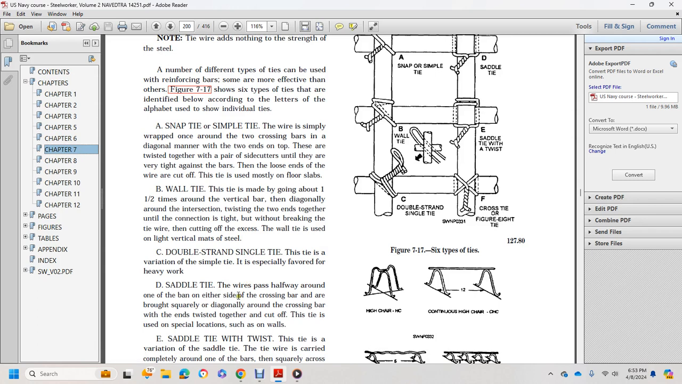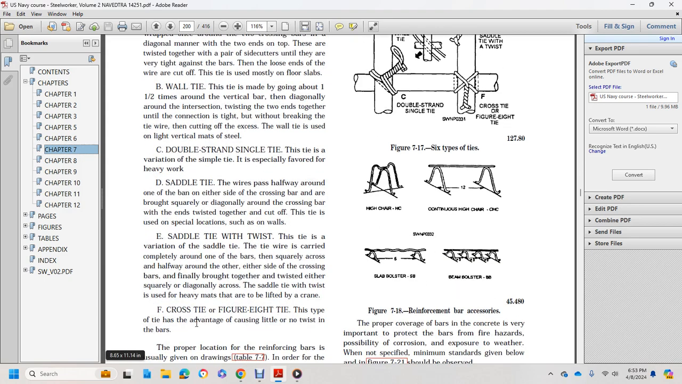D, saddle tie. Wires pass halfway around 1.5 bar and one band over either side of the crossing bar, with the bar squarely, directly and diagonally around the crossing bar, with the ends twisted together and cut off. The tie is used on special occasions.